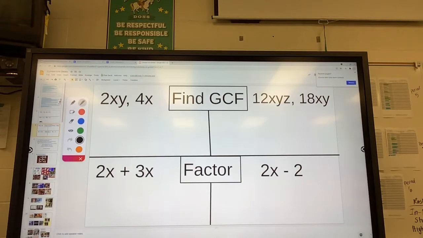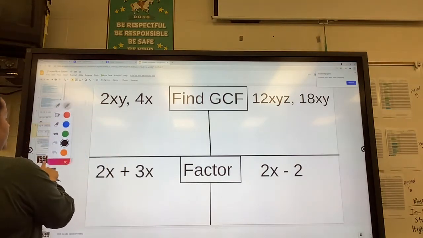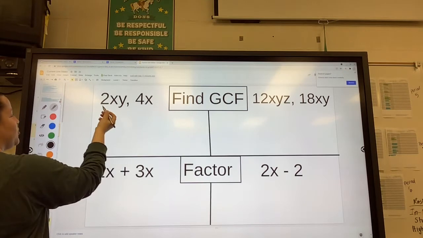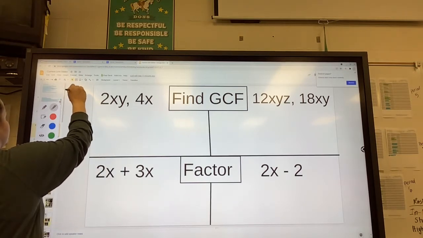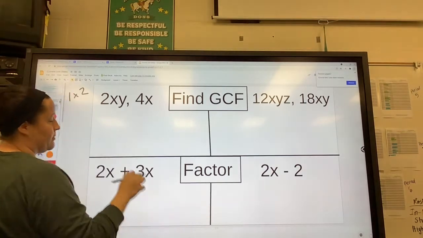Okay, so in these examples, first we're going to find the greatest common factor. So first I'm just going to factor out each of these. So 2xy is easy, right? 2 is a prime number. 2 is just 1 times 2, that's it. So we don't need to include the 1 because everything is divisible by 1.